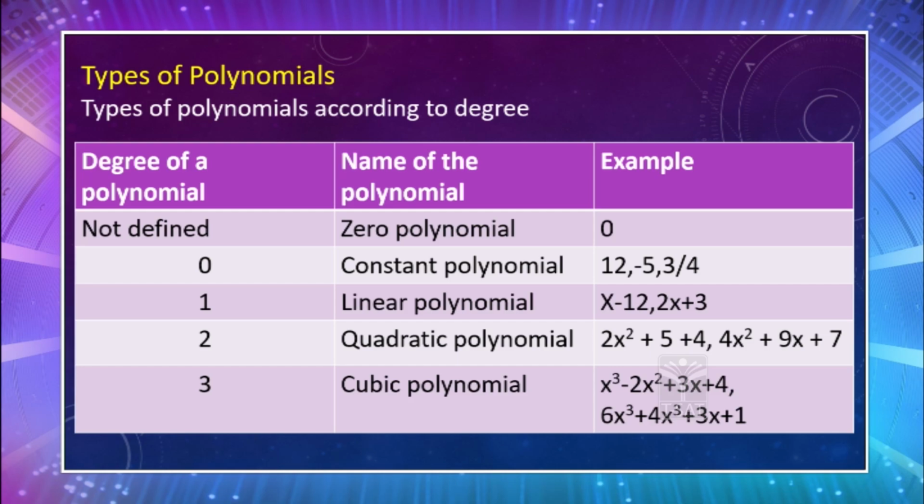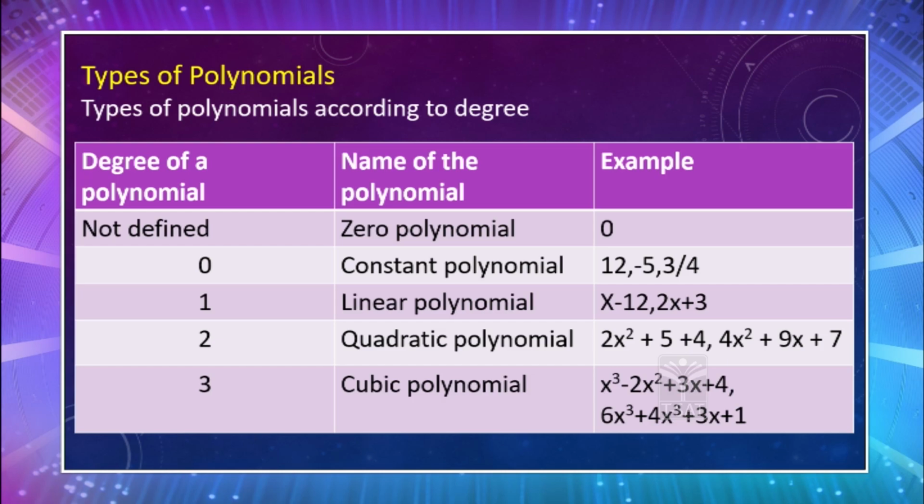polynomial. If you consider some more expressions like x minus 12 or 2x plus 3, here the degree of each expression is 1. x minus 12, so x is a variable, the exponent is 1. So, the degree of the polynomial is 1. 2x plus 3, here x, the exponent is 1. So, the degree of the polynomial is 1. If the degree of the polynomial is 1, such polynomials are said to be linear polynomials.